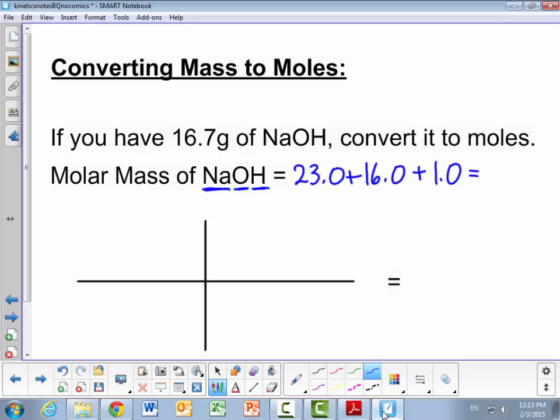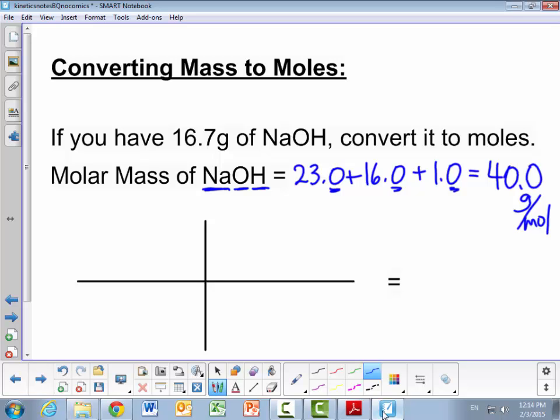Remember for sig figs, when you're adding, it goes by place value. And on the periodic table that you're going to use in Chem 12, every atomic mass is given to the 10th column. So your molar masses that you calculate are always going to be to the 10th. So 23 plus 16 plus 1 is 40, but it's going to be 40.0, and that's grams per mole. That's how many grams of sodium hydroxide are in 1 mole of sodium hydroxide.